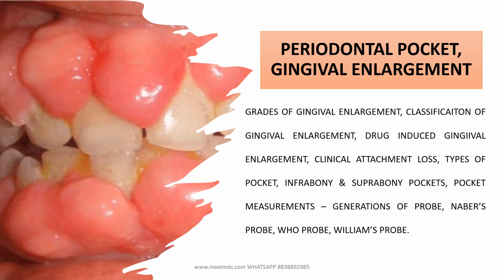it as clinical attachment loss, and the different types of periodontal pocket, then infrabony and suprabony pocket measurements, the generations of probe. Different generations of periodontal probe are there. So you have to know the names, examples of different probes under different generations. From image based MCQ point of view, you should know how a Nabers probe looks like, how a WHO probe looks like, and how a Williams periodontal probe looks like.